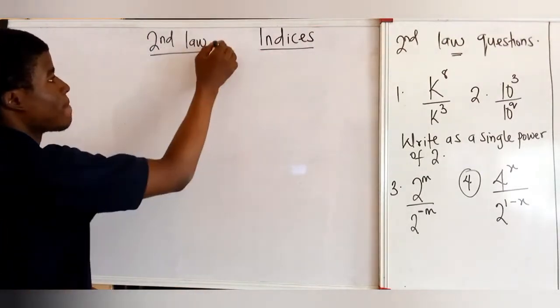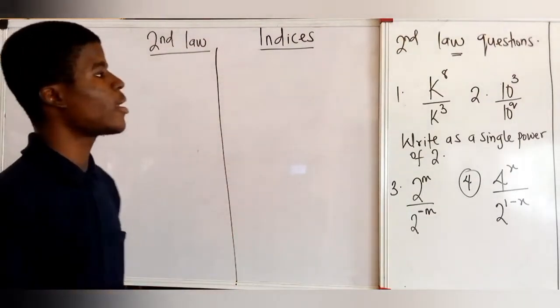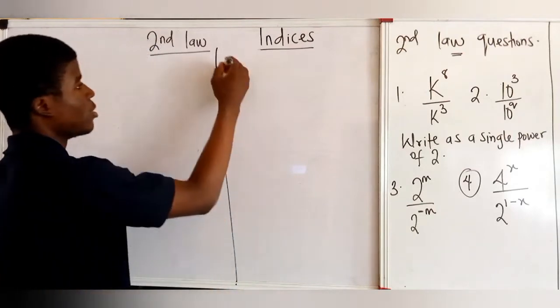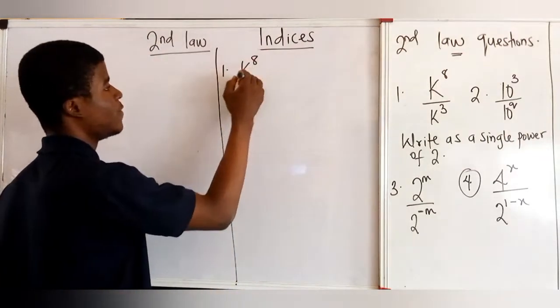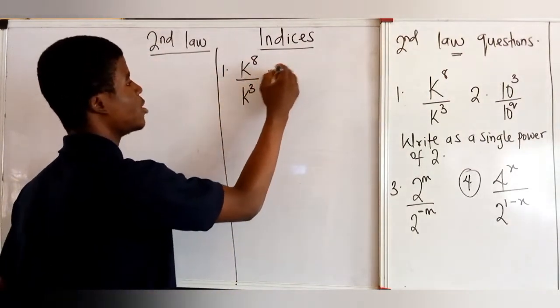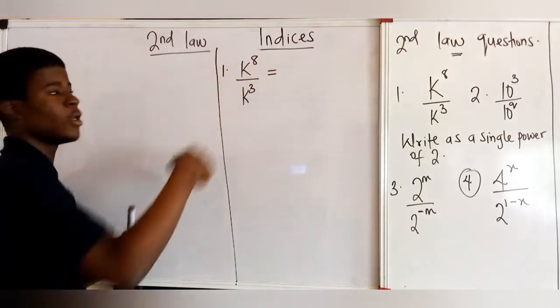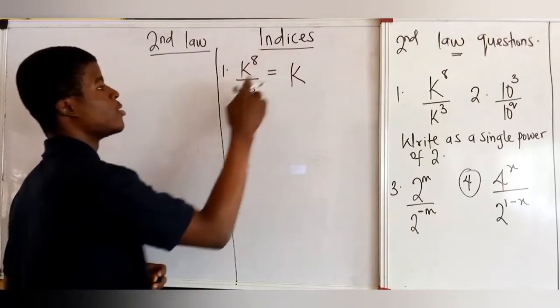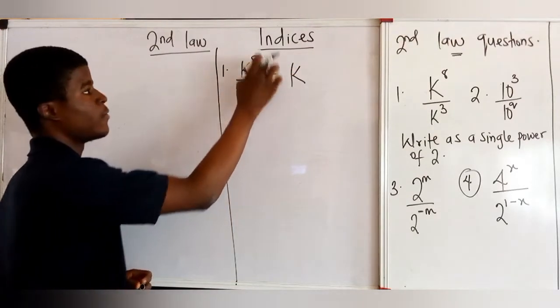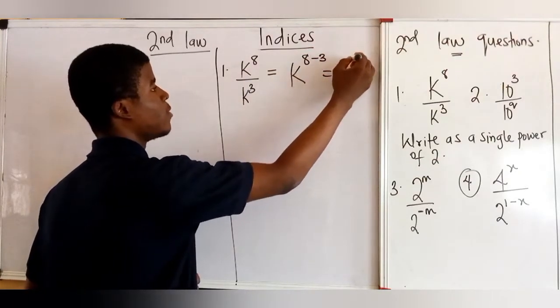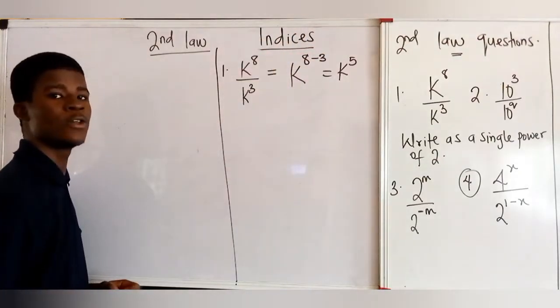Question 1 says, simplify k to the power of 8 divided by k to the power of 3. What would this be? What do you observe? The bases are the same, k. So I will pick one, subtract the second power from the first. 8 minus 3. So I have what? k to the power of 5. That's the answer to the first question.